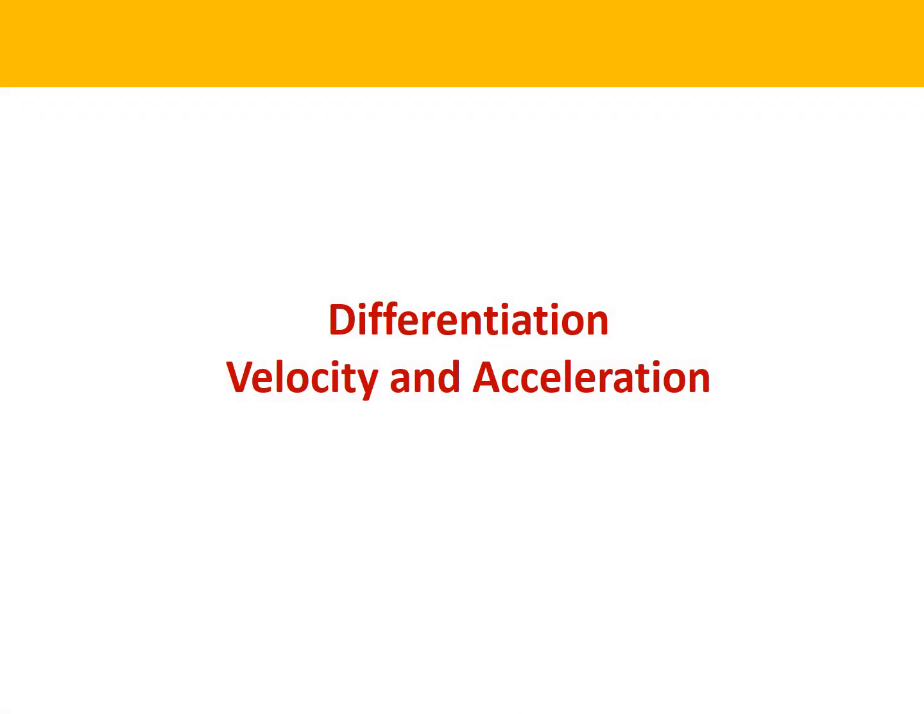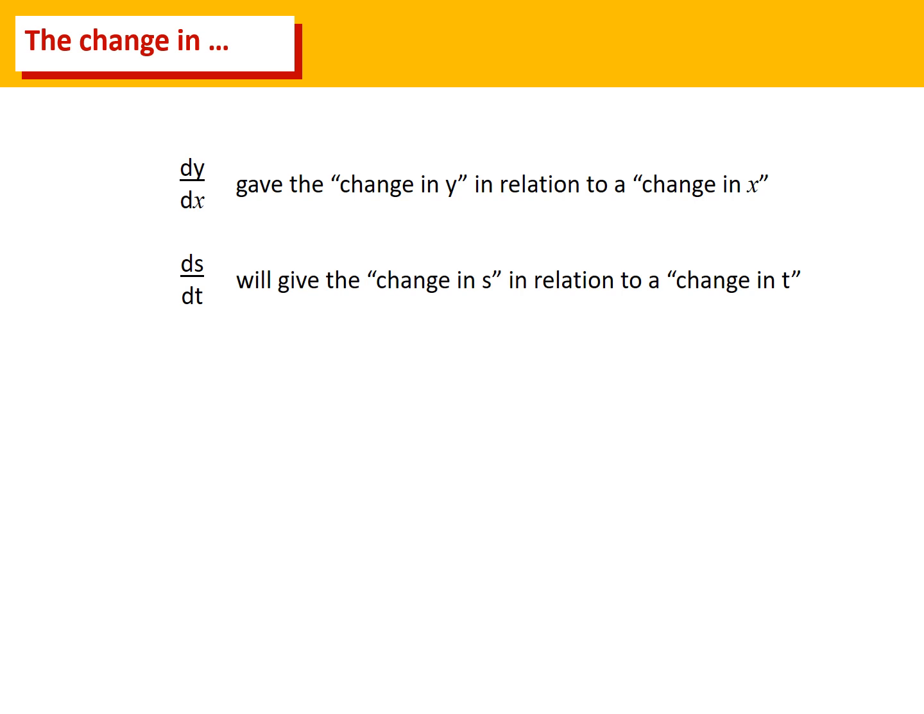Okay, this is a second video on differentiation, and this time it looks at the application to velocity and acceleration. In the previous video, we explained that dy by dx gave the change in y in relation to a change in x, and that's why it gives you the gradient. Similarly, ds by dt would give you the change in s in relation to a change in t.